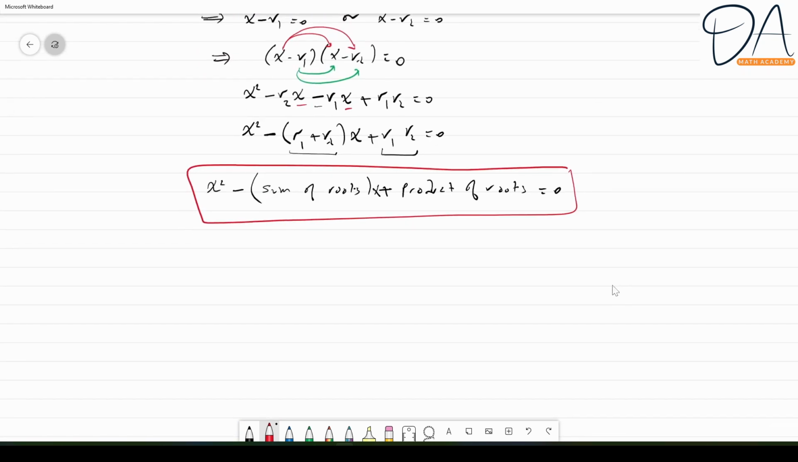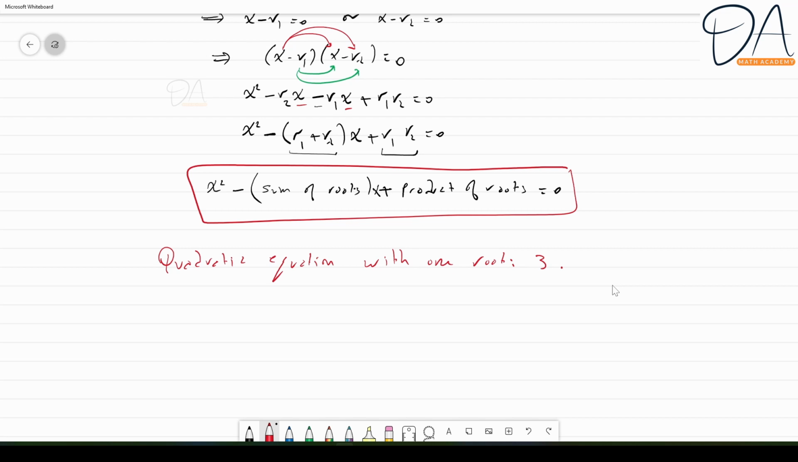So now let's illustrate this with another example. Let's say you have a quadratic equation with one root. Remember, a quadratic equation can have two real roots, it can have one real root, or it can have no real roots. In other words, it has complex roots. So this is the case when you have one real root.